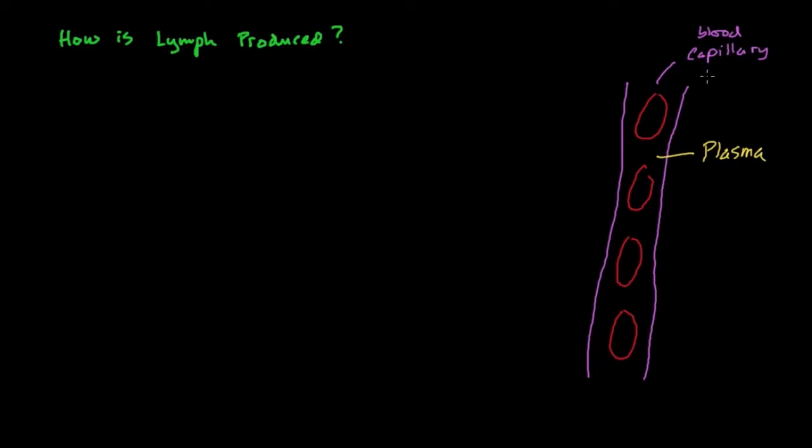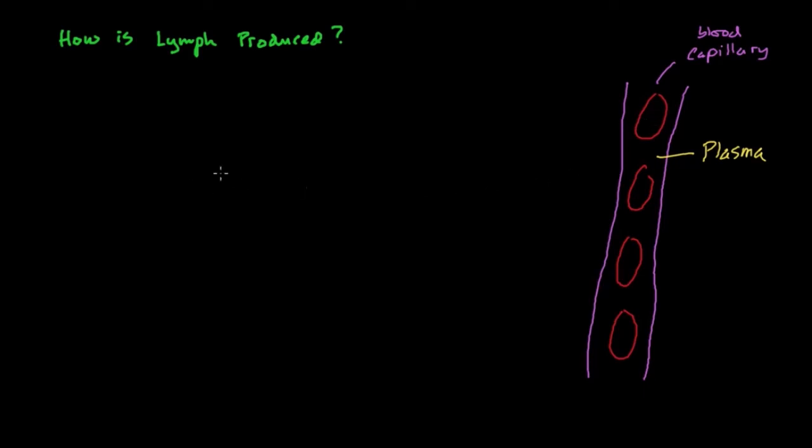Now remember that a blood capillary is also made up of simple squamous epithelial tissue. So the wall of a blood capillary is very thin, and this is to allow for diffusion. Right? Specifically, we're going to talk about diffusion of particles that you find within the plasma. You also have to remember that diffusion of gases is going to occur across a blood capillary.